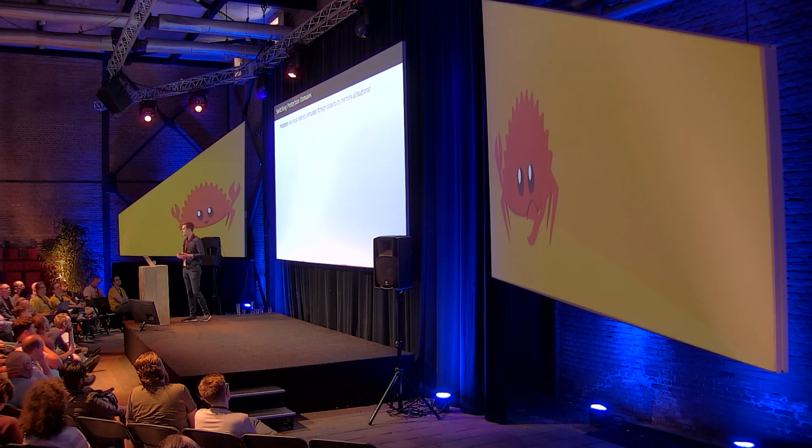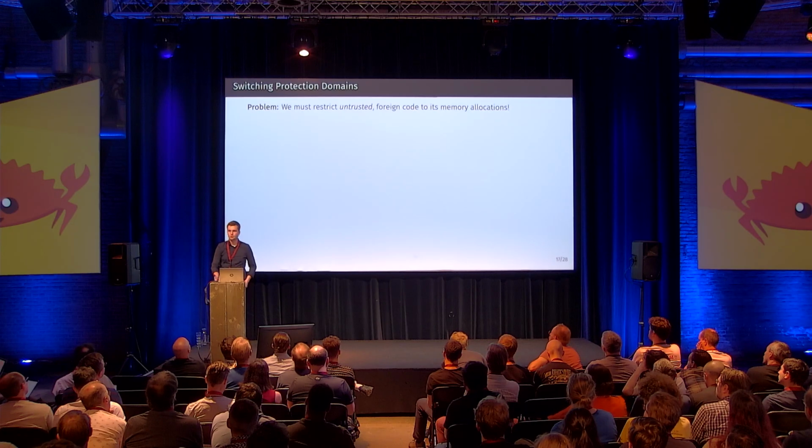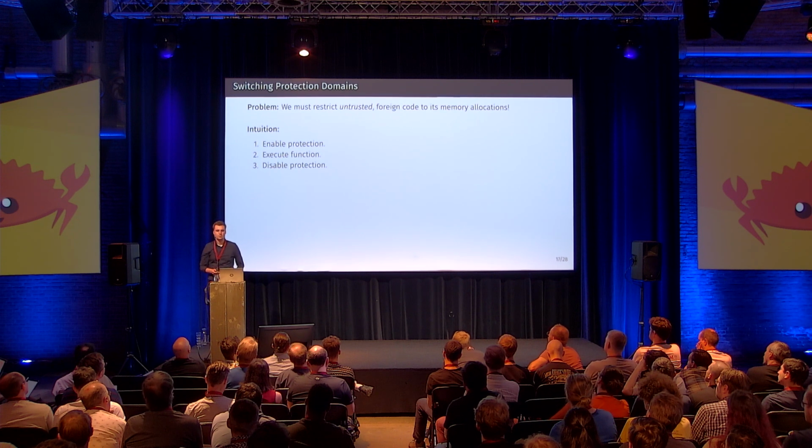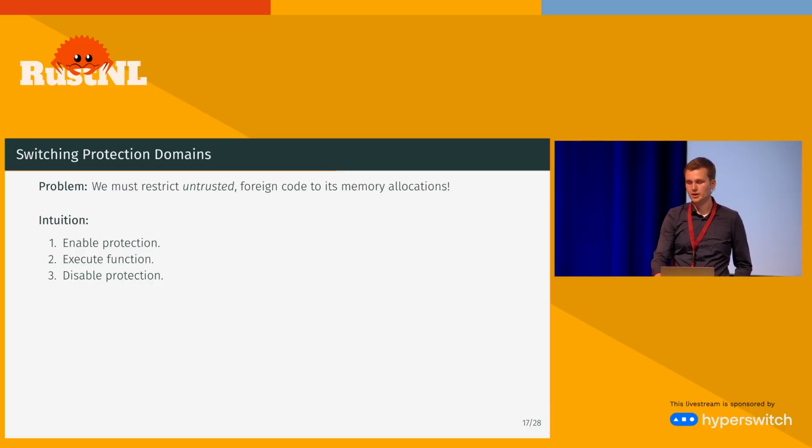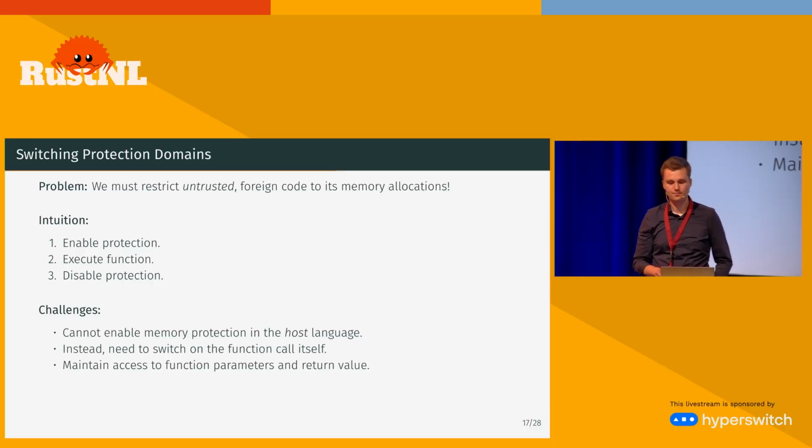So the problem is basically that we must restrict untrusted foreign code to its own memory allocations. And the intuition behind this is quite simple. We can just enable memory protection, execute the foreign function, and disable it again. However, when we do this naively in practice, there are a couple of challenges that we need to solve.